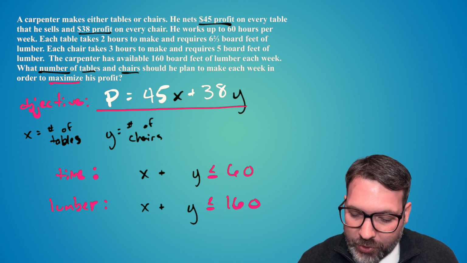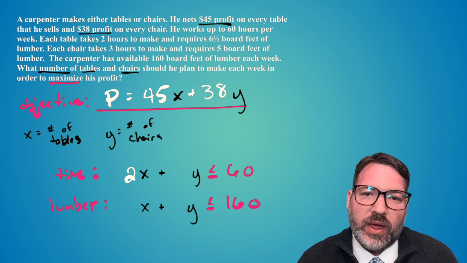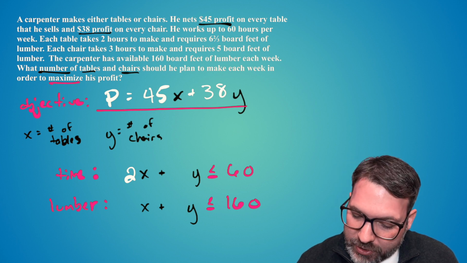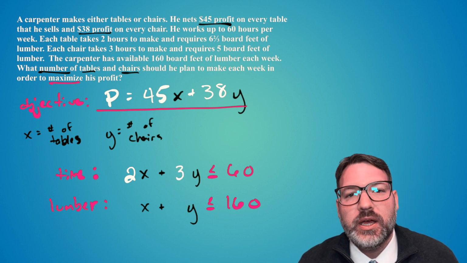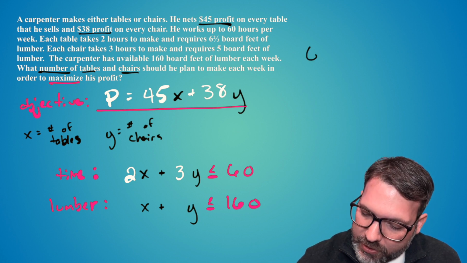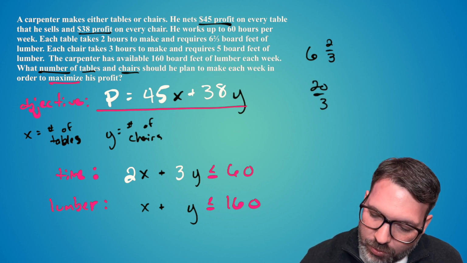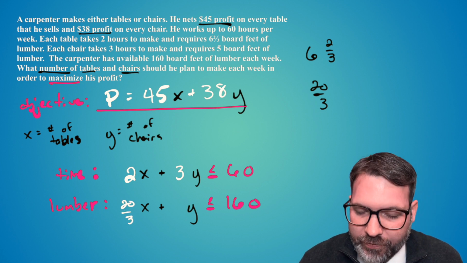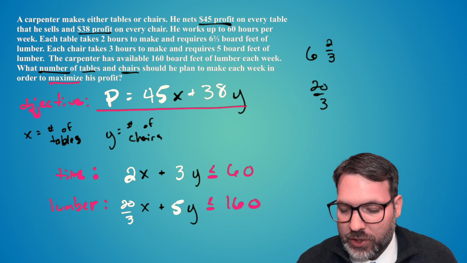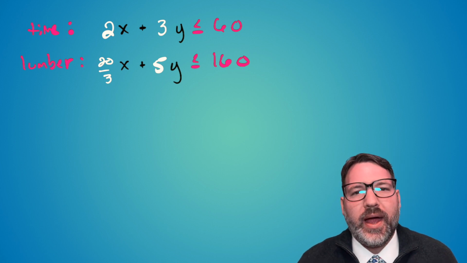Specifically, for the x number of tables that we create, each one of them takes 2 hours to make. So if we made 10 of them, 2 times 10 would be 20 hours out of our up to 60 hours available. For the chairs, they take 3 hours to make. So that's going to be plus 3y. For the lumber, we have an awful mixed number, so let's go ahead and convert that really quickly. 6 2/3 is the same thing as 20 over 3, and so we have 20/3 board feet of lumber for each one of those x number of tables, and then 5 board feet of lumber for each one of those y chairs.